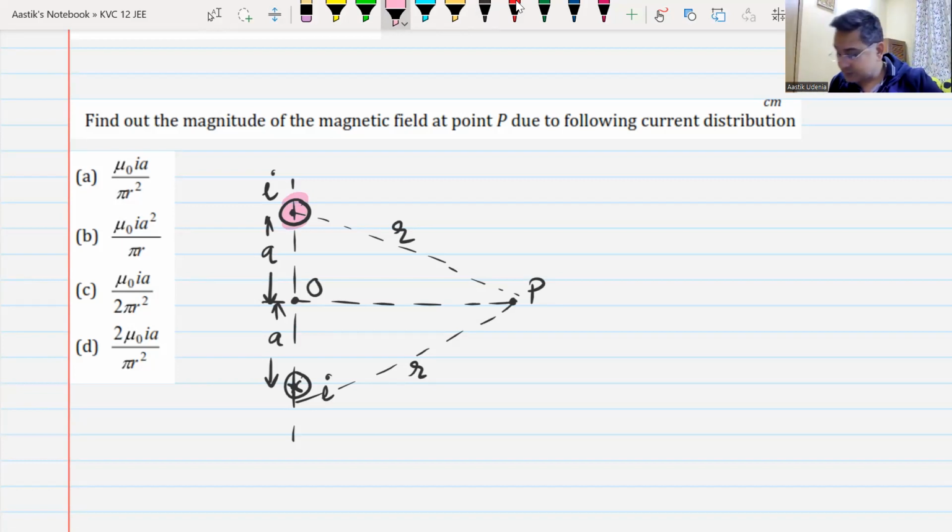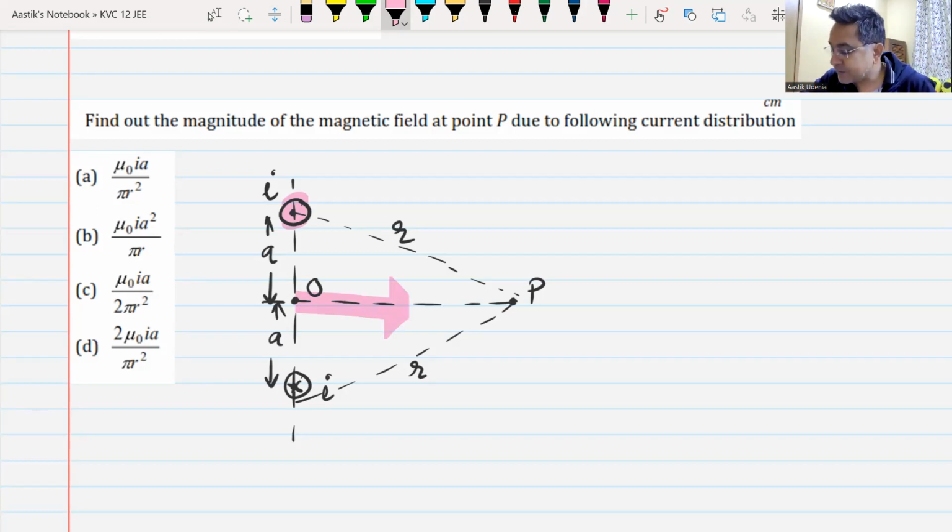Take deep breaths. Current is coming out. Magnetic field is perpendicular. We have done so many things. Take deep breaths. It will come in this direction. Yes or no? Yes, sir. It's not inside outside. It is right. Don't say inside outside, I'll get a heart attack.